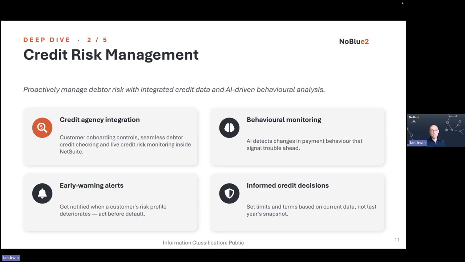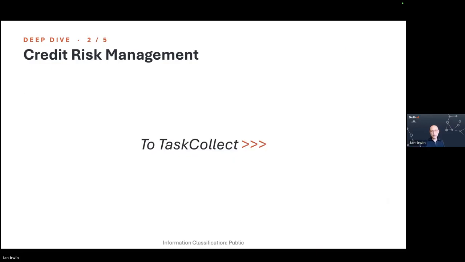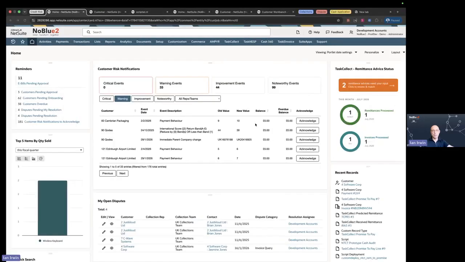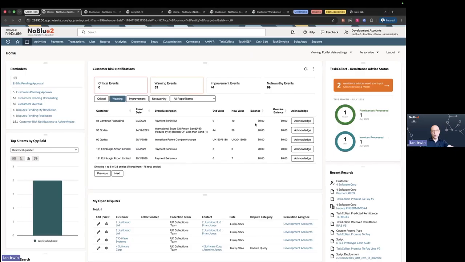We've built this capability into TaskCollect so that TaskCollect can take that burden from you, automatically provide that information to your users, and monitor in real time on a daily basis any changes to the health of your customers. We'll have a quick look at how that manifests in TaskCollect, so a bit of a walkthrough of some of the capabilities here. What you should be seeing now is a NetSuite demo account.